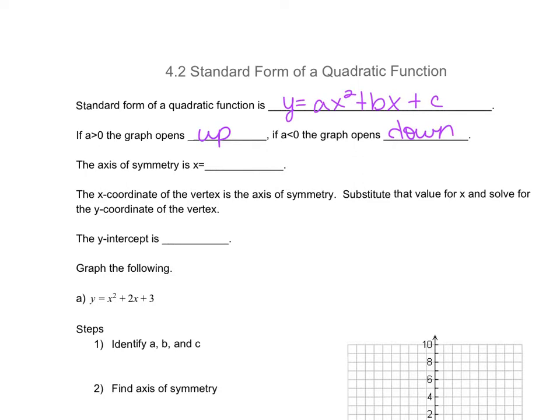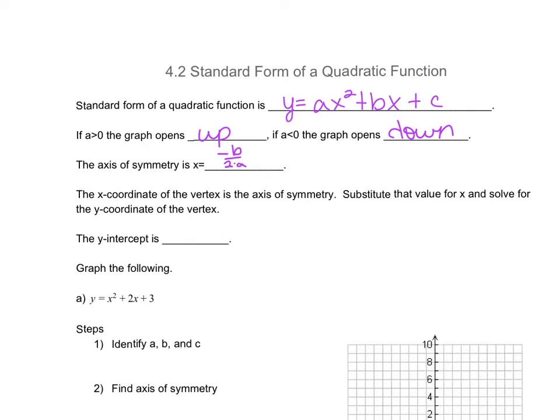The axis of symmetry, you will need to have this memorized, is this formula: x equals negative b over 2 times a. So your b is your term in front of your x, and your a is your term in front of the x squared. You plug it into that formula, and that gives you your axis of symmetry.